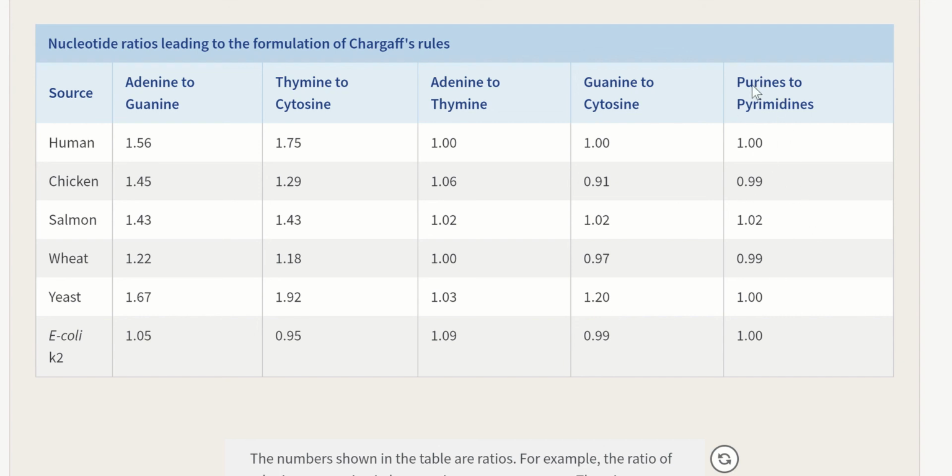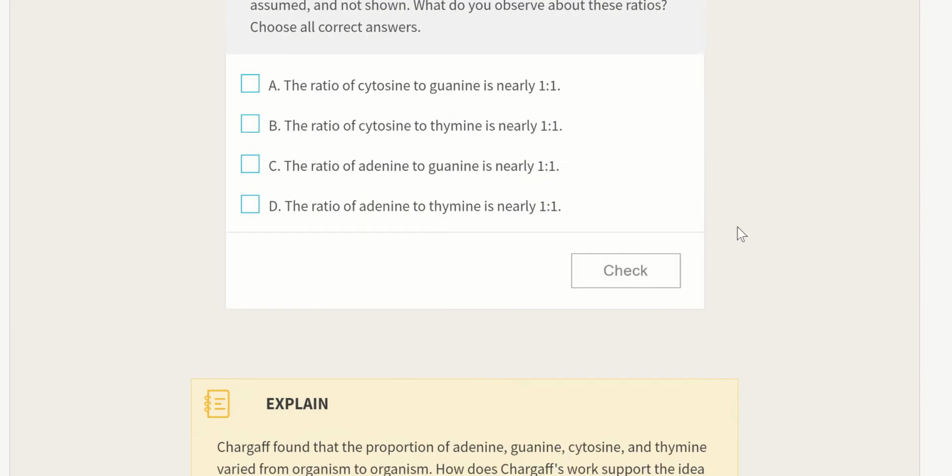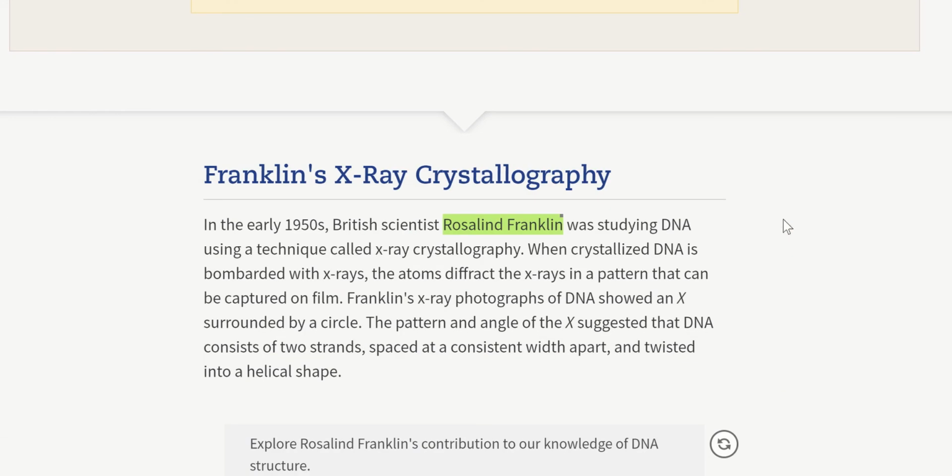And what you're going to find out is every time we have a purine, we're going to have a pyrimidine across from it. And every time we have a guanine, we're going to have a cytosine across from it. And adenine and thymine is the same. So they're going to have a very close relationship.